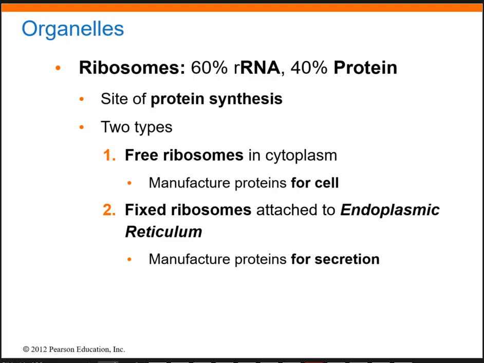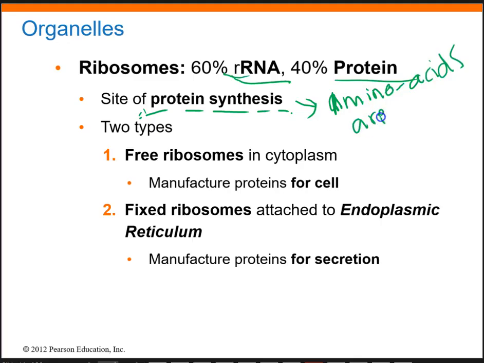Okay, the next organelle that we'll talk about is the ribosome. Ribosomes are made out of both RNA, specifically rRNA, which means ribosomal RNA, and protein. And ribosomes are important because they're the initial site of protein synthesis. This is specifically where amino acids are connected to form a polypeptide.